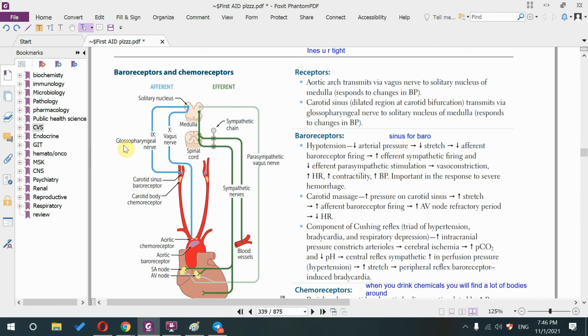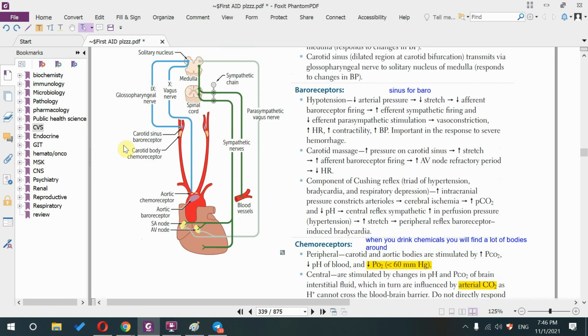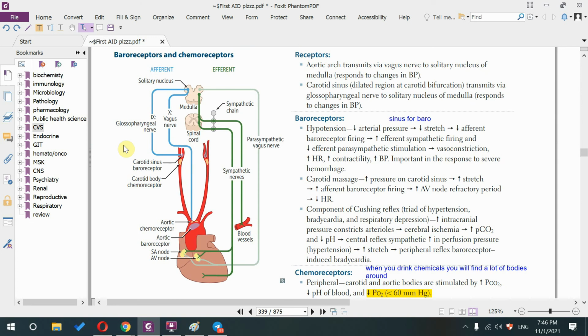Okay, now since we are done with the hormonal function of the heart, let's speak a little bit about the baroreceptors and the chemoreceptors. So I want you to know, where is the heart center located in our brain? Can someone tell me? Where is the circulatory center located in our brain?